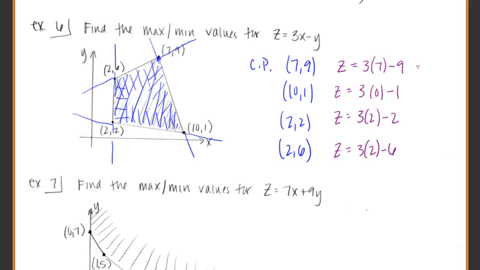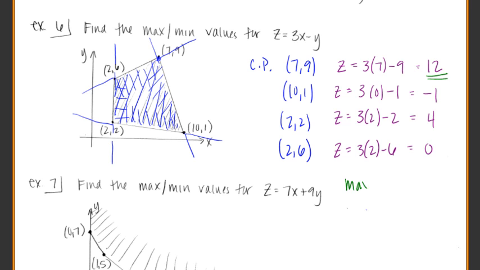So 3 times 7 is 21, minus 9 is 12. 3 times 10 minus 1 is 29. Let's see, 6 minus 2 is 4, and 6 minus 6 is 0. All right, in this problem right here, it wants us to find the maximum value and the minimum values. Well, the maximum value is going to be simple. It comes from the highest value once you plug it in. So right here, 12 is the largest, so it's the max.